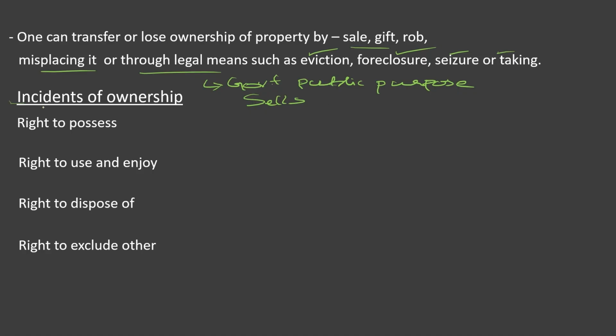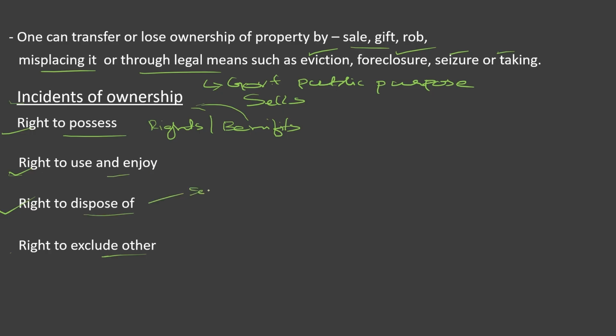The next concept is incidence of ownership. Incidence means the rights or benefits arising out of ownership: right to possess, right to use and enjoy, right to dispose of, and right to exclude others. So by gaining an ownership of a property, a person has the right to possession, the right to use it and enjoy it, and the right to dispose of it.